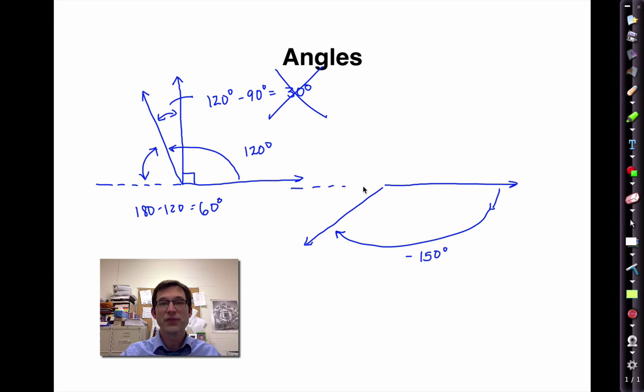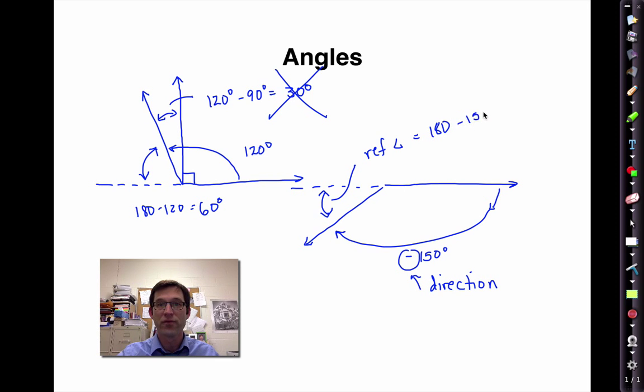Now really, I just want you to understand, all that negative is doing is telling me that I rotated clockwise instead of counterclockwise. This, though, is still my reference angle. All right? And this reference angle is still going to be just 180 minus 150, so that's going to be a 30-degree reference angle.